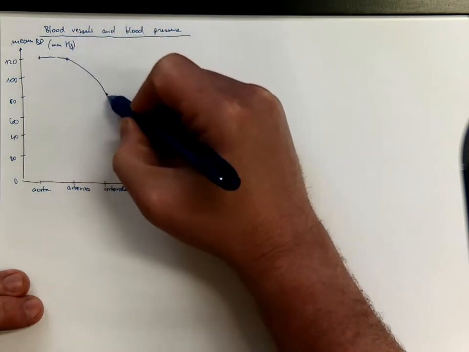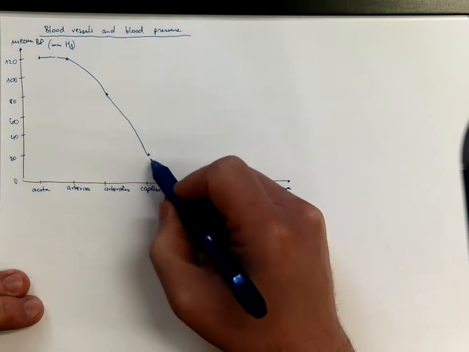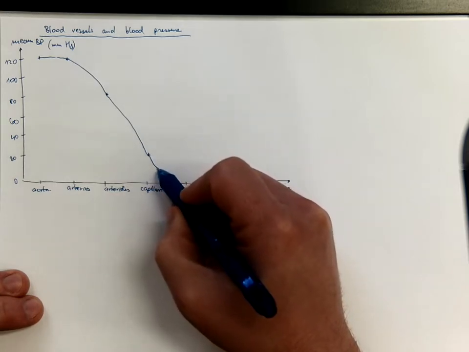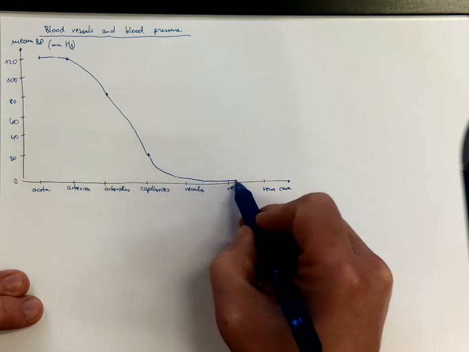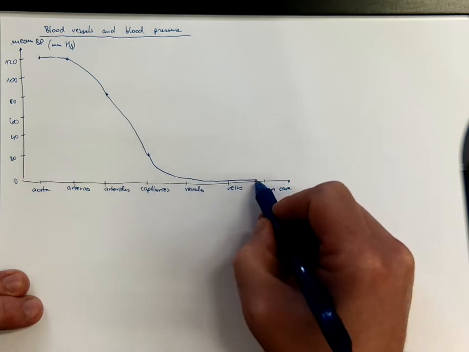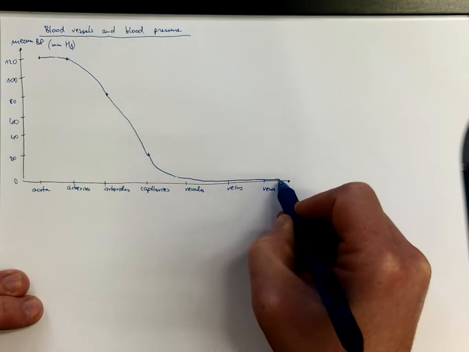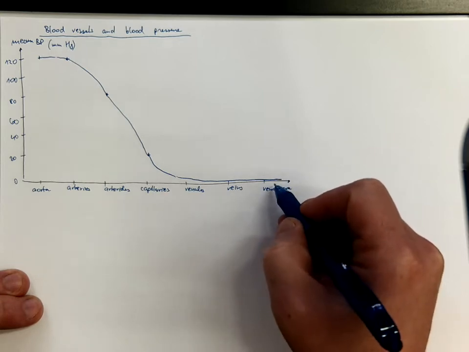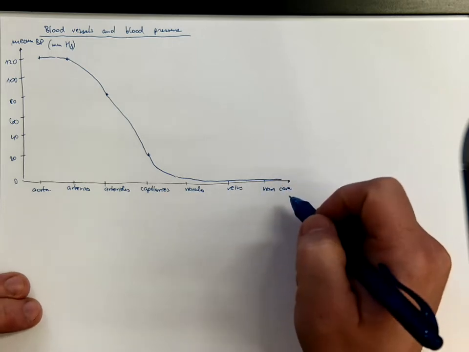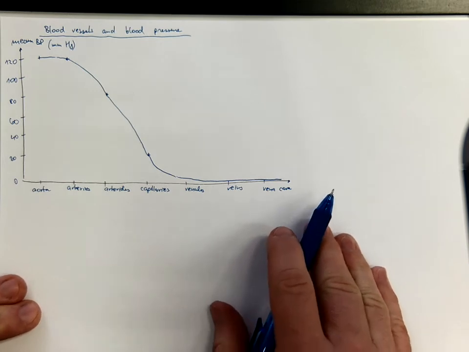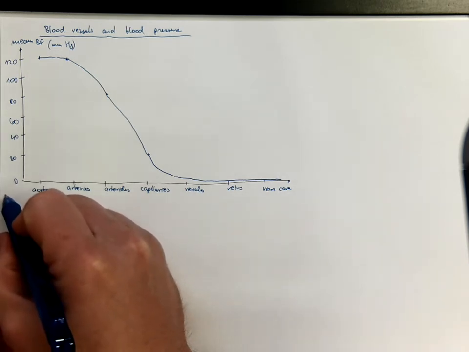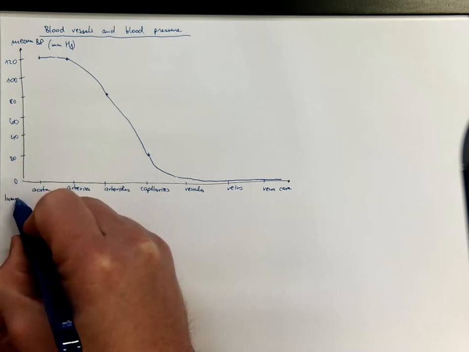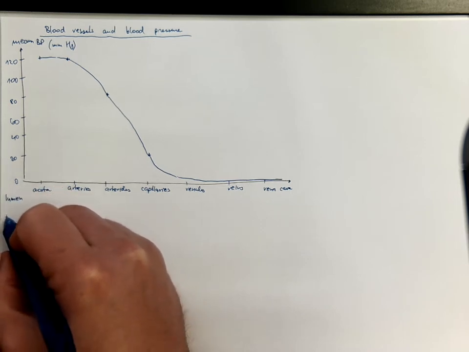So the curve looks like that. There's a significant drop of the blood pressure in the microcirculation. And the blood pressure in the veins is very, very low. It might be even slightly negative in some veins. The details will be discussed in your physiology classes. However, let's consider the proportions of the lumen and the wall thickness.